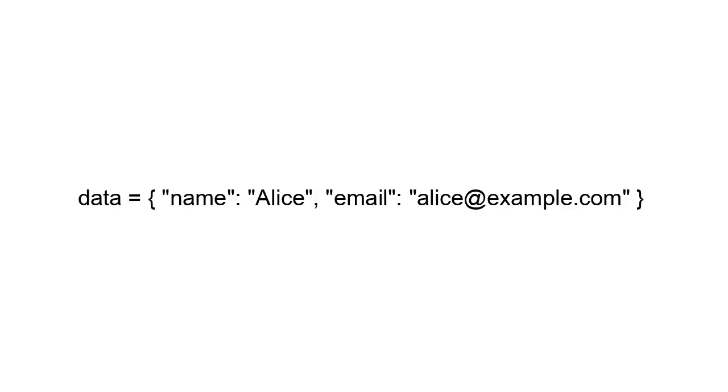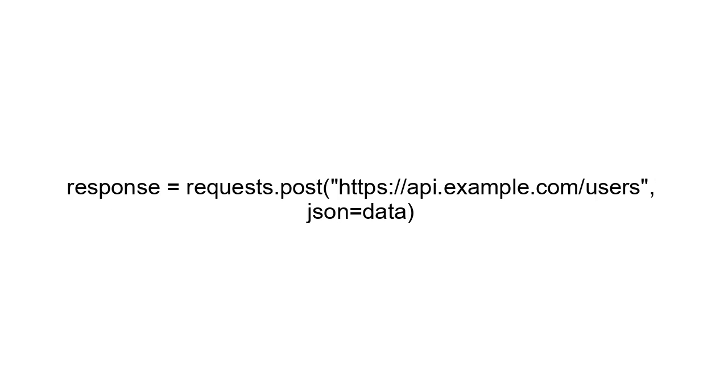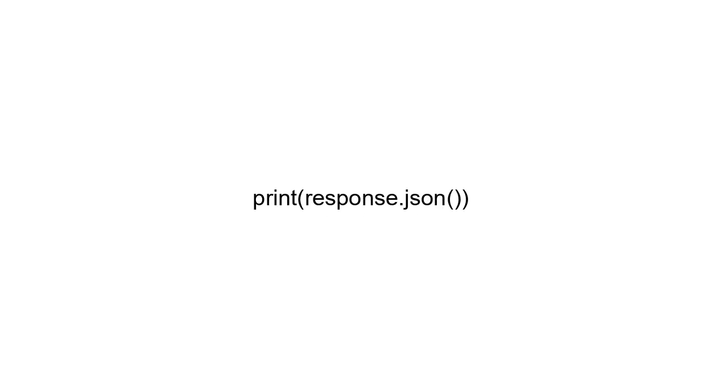POST request: import requests; data = {"name": "Alice", "email": "alice@example.com"}; response = requests.post("https://api.example.com/users", json=data); print(response.json()). Explanation: GET retrieves information. POST sends new data to the server.